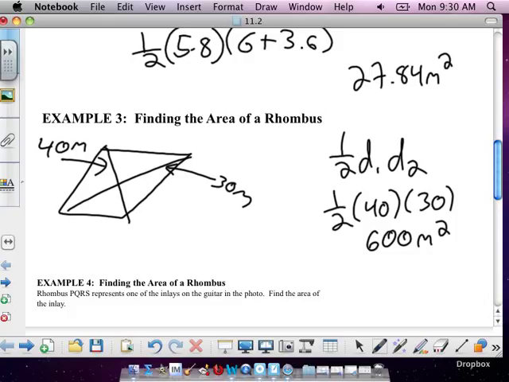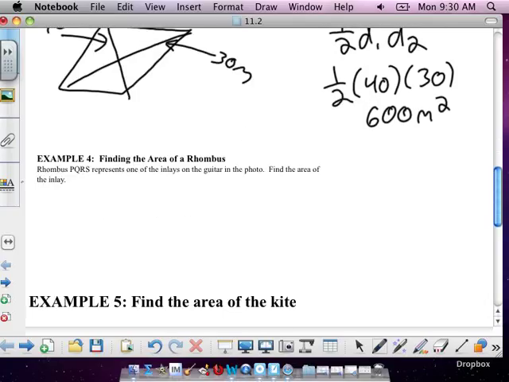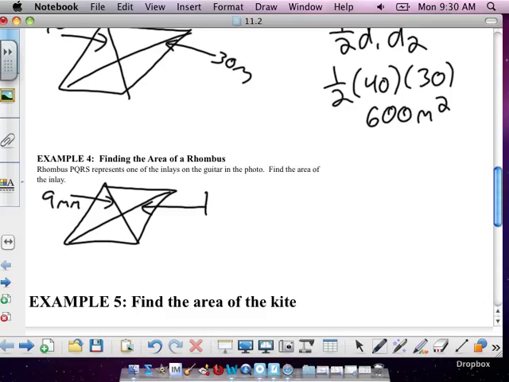How do we feel about this? Pretty simple? Why don't you try the next one on your own? Raise your hand if you need help.